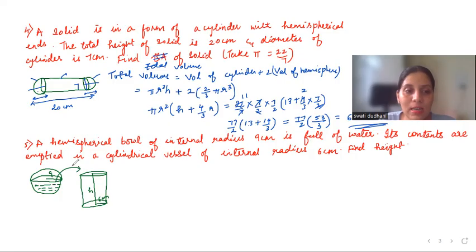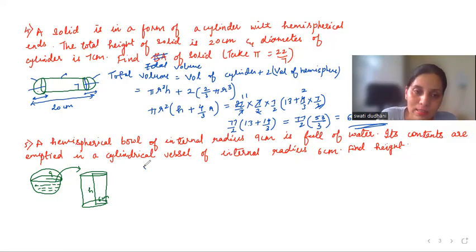Its contents are emptied in a cylindrical vessel of internal radius 6 centimeters. Find the height. So the whole water of the hemisphere needs to be emptied into a cylinder. Cylinder dimensions are given. The radius is given as 6 and the height is to be calculated. So obviously, how much water is there in the hemisphere? Only that much water can be transferred to the cylinder.